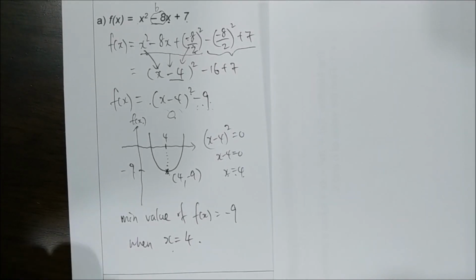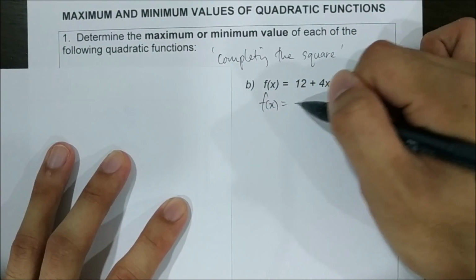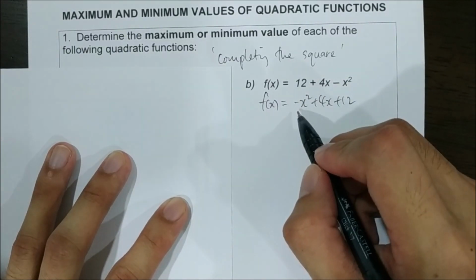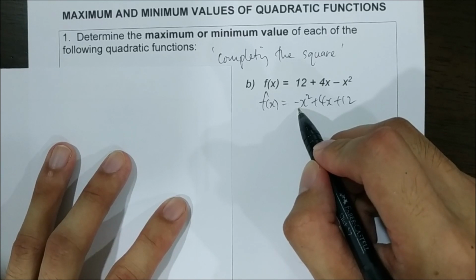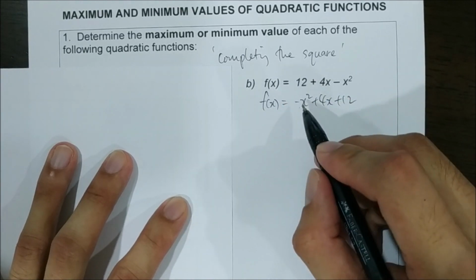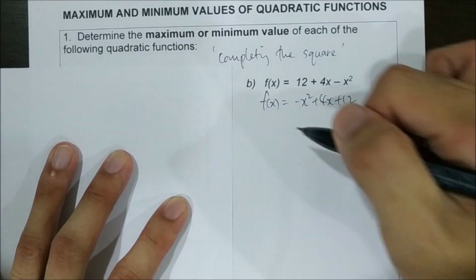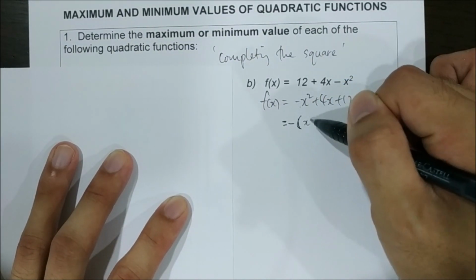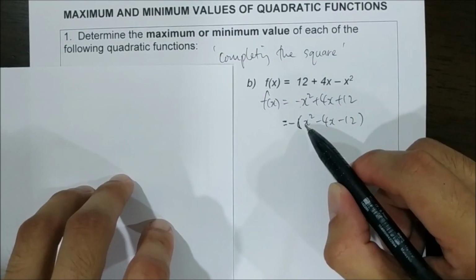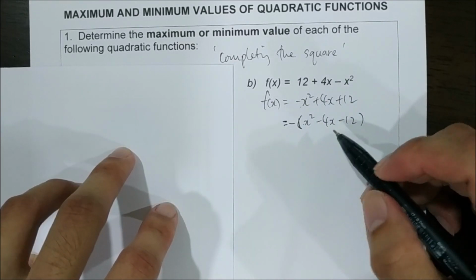Now we look at the second example. We try to rearrange this in general form, so you get f(x) equals -x squared plus 4x plus 12. Take note the value of a is not 1, it is negative, so we need to factorize first. In order to use completing the square, we need to factorize this so that the coefficient of x squared is 1. So you get negative, this one is x squared minus 4x minus 12. Now the value of a here is 1, then we can continue with the same method we used just now.